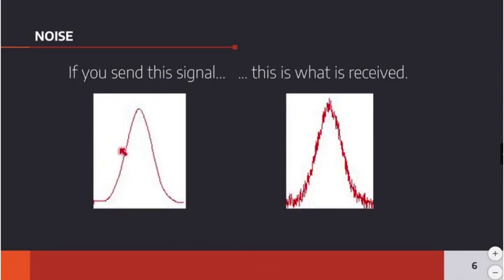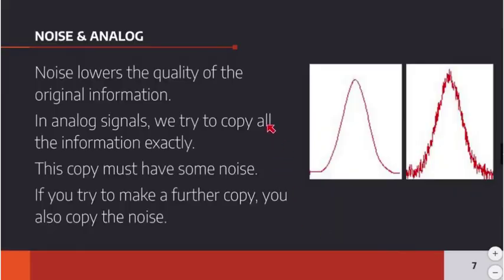So let's say this is the original signal that you send, a nice clean curve here, but because there's always errors that show up, the receiver actually might receive something that looks a little bit like this. They can still tell it's the same picture, but it's messed up a little bit. It's not clean like it was before. And so this extra stuff that's added to it is what we call noise. So noise always lowers the quality of the original information. So in an analog signal, we try to copy all the information exactly here, but we can't do it 100%. There's always going to be some noise here.